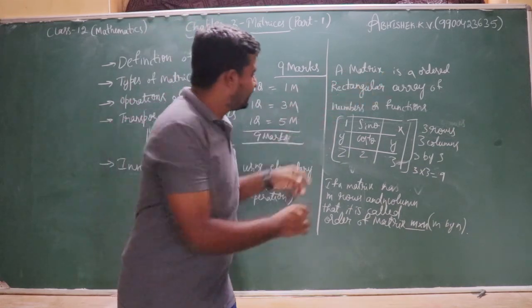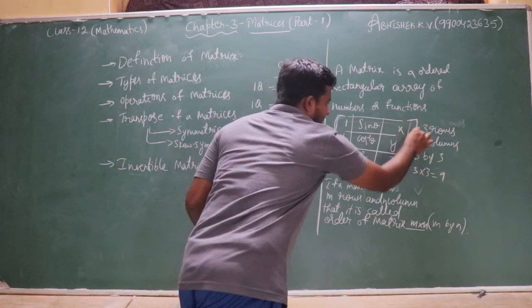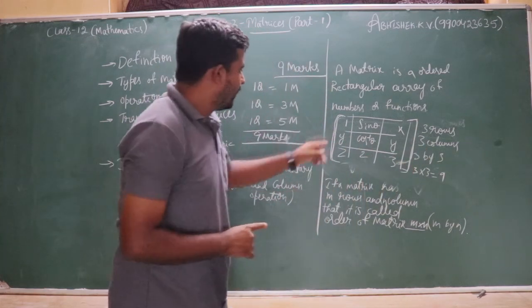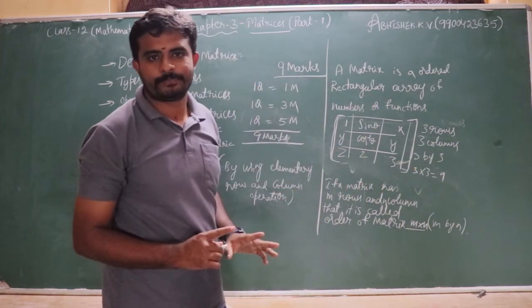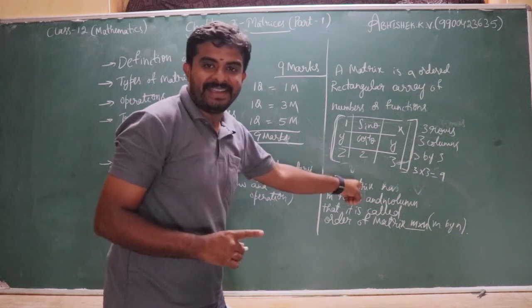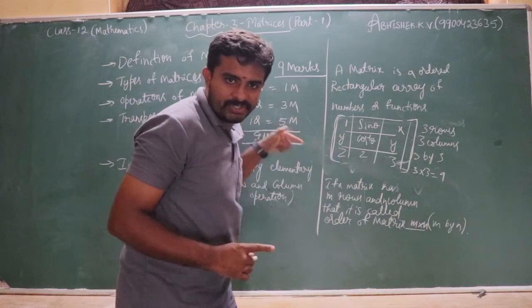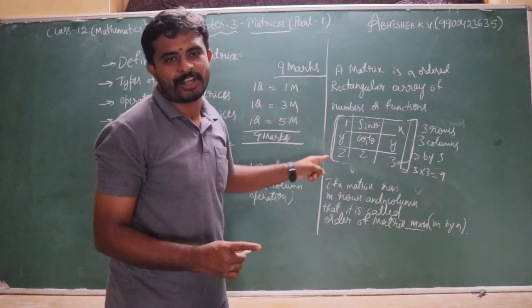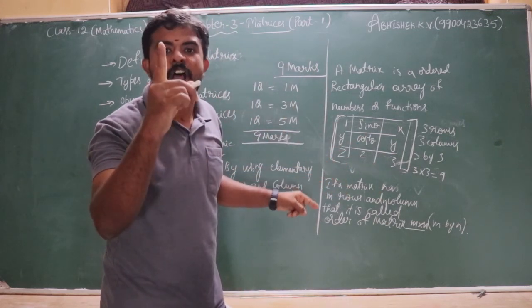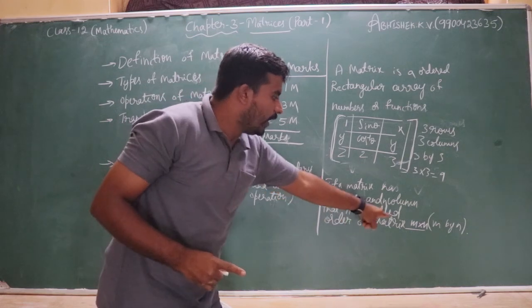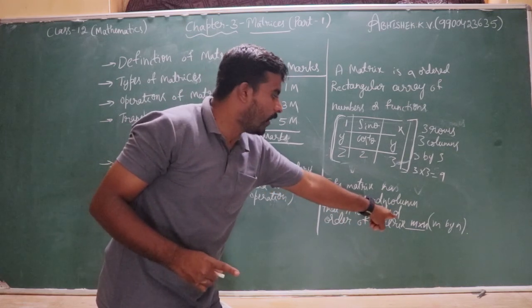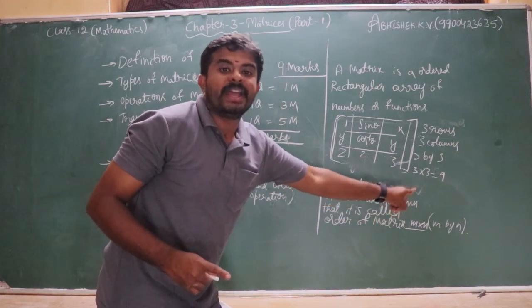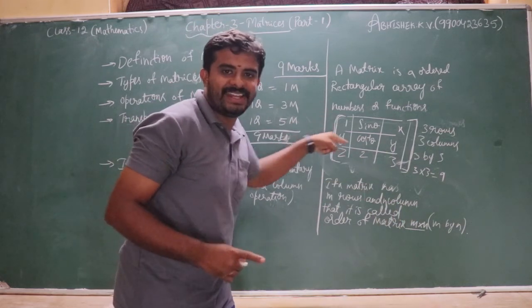See, a matrix is an ordered rectangular array of numbers or functions. If a matrix has m rows and n columns, then that matrix is called a matrix of order m by n. This is 3 by 3.